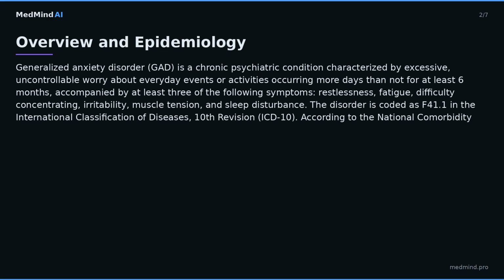United States. Women are nearly twice as likely as men to develop GAD, with a female-to-male ratio of 1.9 to 1. The median age of onset is 31 years, though onset can occur at any age, with a bimodal distribution peaking in adolescence, ages 15 to 24, and midlife, ages 45 to 54. Prevalence is highest among non-Hispanic white individuals, 3.4%, compared to non-Hispanic Black, 2.1%, Hispanic, 2.3%, and Asian, 1.7%, populations in the U.S., though disparities may reflect access to care and cultural reporting biases.